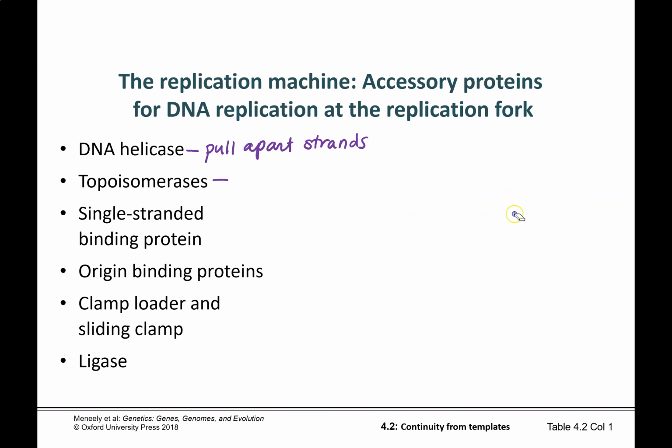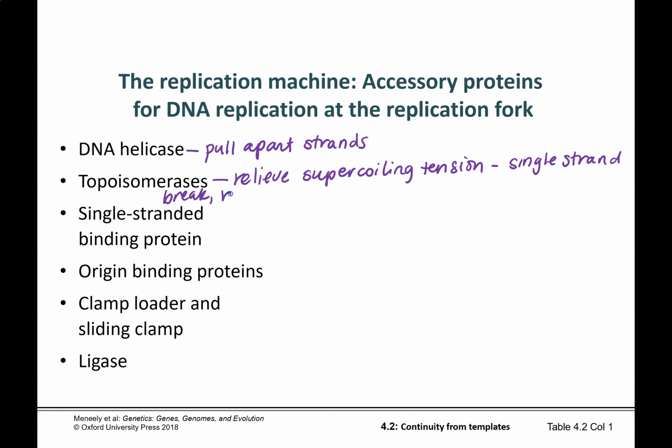And so we have an enzyme called topoisomerase that is going to relieve supercoiling tension. Now this does this by making a single strand break and sort of relieving the stress by allowing the other strand to spin around and sort of unravel some of that tension. So that's really important. If you didn't have that, you would end up with broken DNA molecules.